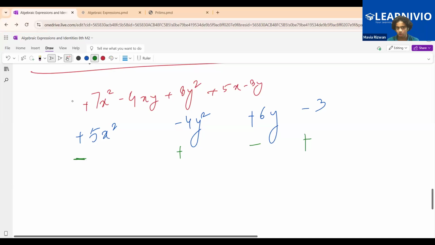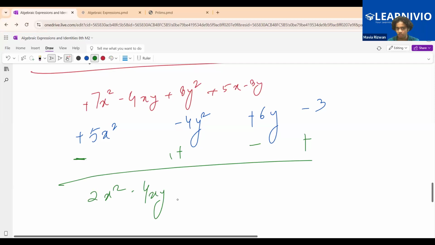So now see, 7x square minus 5x square. So this is 2x square, minus 4xy as it is, plus 8y square plus 4y square. So that is plus 12y square, 5x as it is, minus 3y minus 6y. So it is minus 9y, and minus 3 and this plus 3 as it is. Okay, so this is how we do it by the second method, and both of them will give you the same answer because both methods are correct. Is this clear, guys?